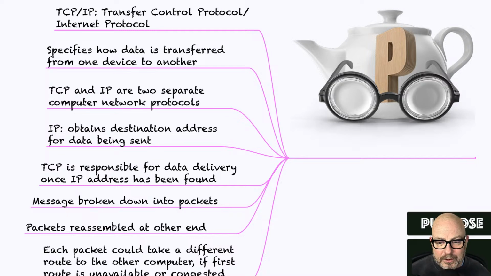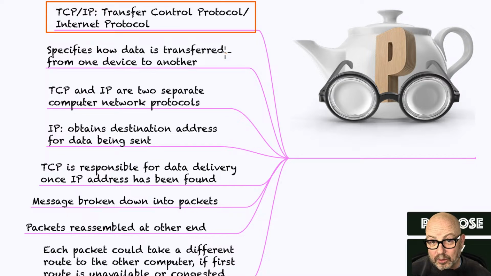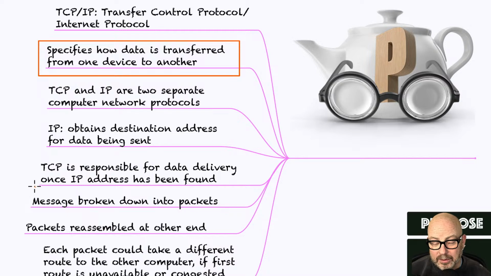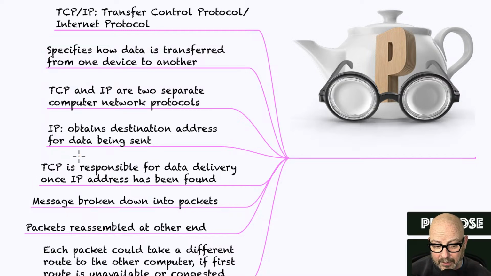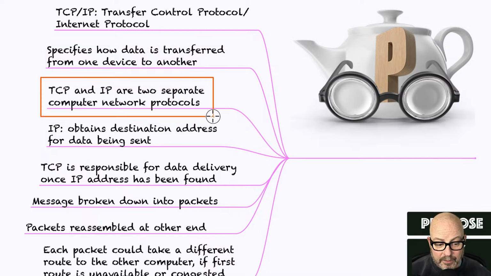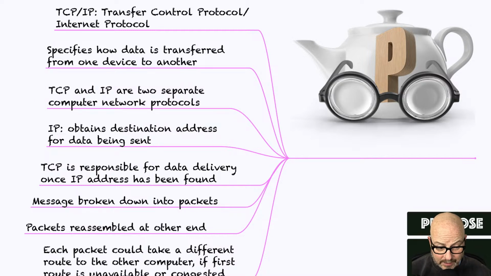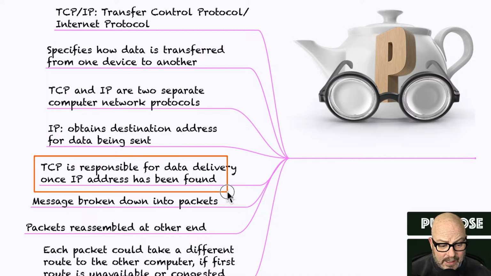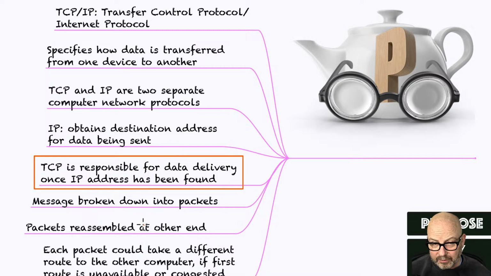Right. I promised you details, so let's do detail on these. We're looking at TCP/IP, which I mentioned before, which relates to packet sniffing, and we know that it stands for Transmission Control Protocol, Internet Protocol. It specifies how data is transferred from one device to another. There's a mark for you there. The two of those are separate protocols, as I mentioned earlier, and this is how it works. IP obtains the destination address for the data being sent, and the TCP is responsible for the delivery once the IP address has been found.